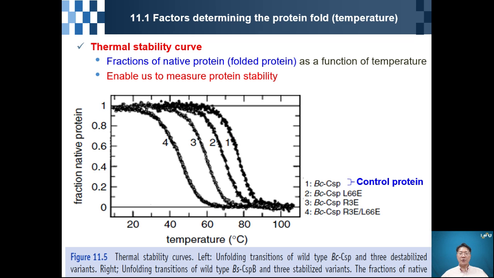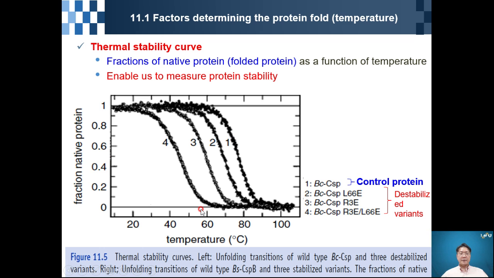Okay, but for number 2, 3, 4, we made some mutations. This is the destabilized variant proteins. After that, we measure the fraction of native protein percentage. This is number 1, this is number 2, number 3, and number 4.